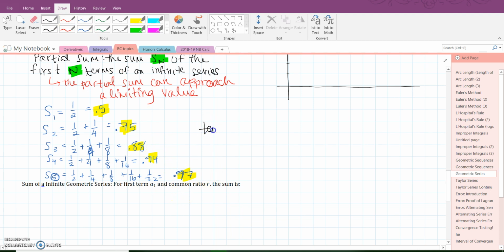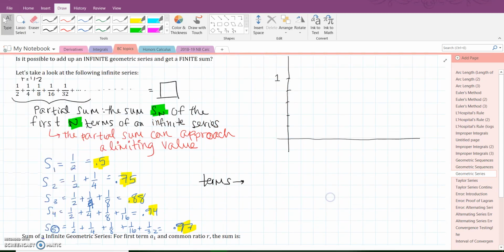So let's take a look here. The individual terms are getting smaller and smaller and smaller. So the individual terms appear to be approaching 0, but the sum, or the partial sum S sub n, appears to be approaching 1. It's important you don't mix those two things up.